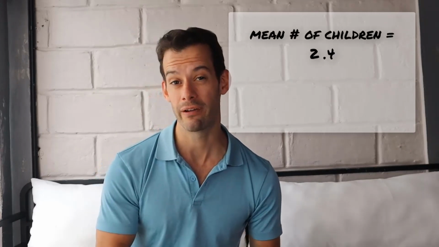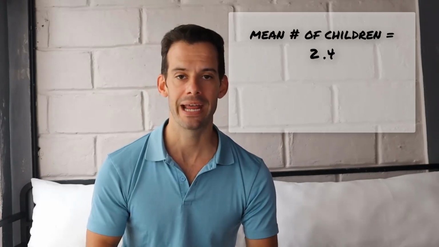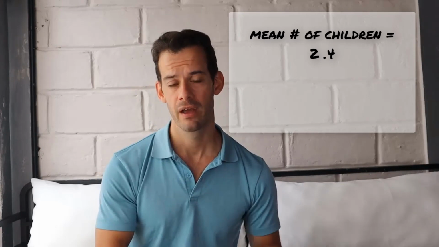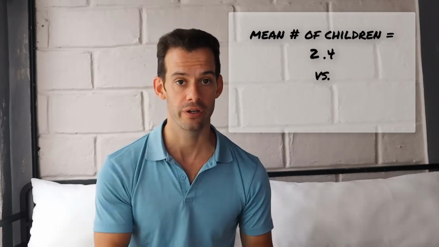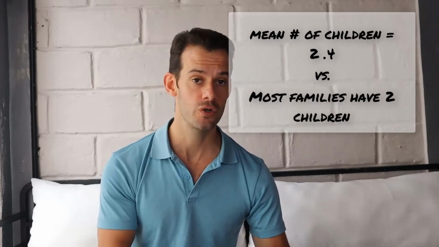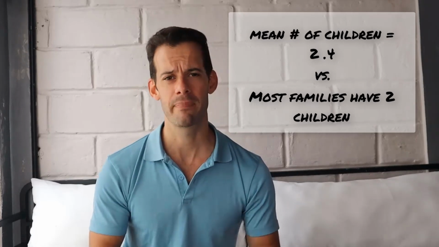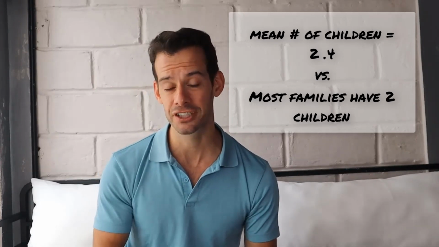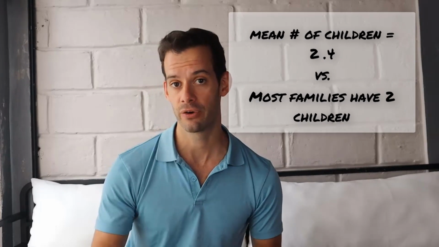A clear example of this would be saying that the mean number of children in a family is 2.4. Of course, nobody actually has 2.4 children, so it might make more sense to talk about the mode. Say, most families have 2 children. This might give us a better understanding of what the typical family actually looks like, rather than a computed value.